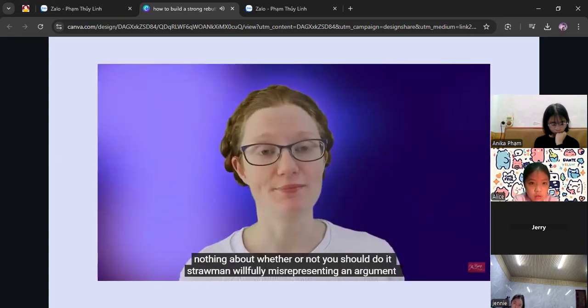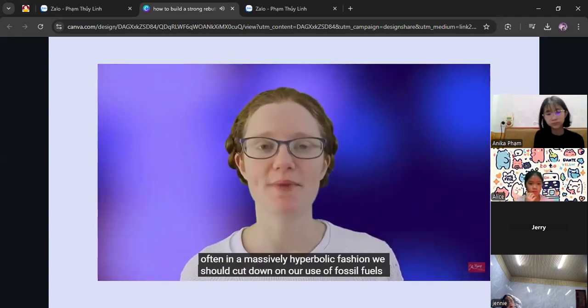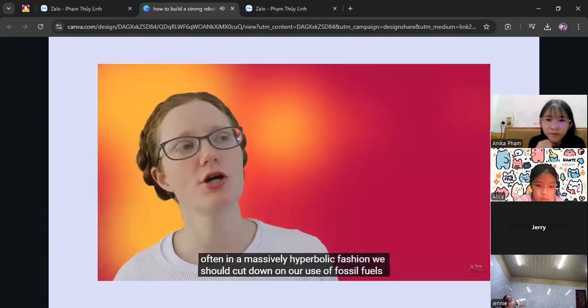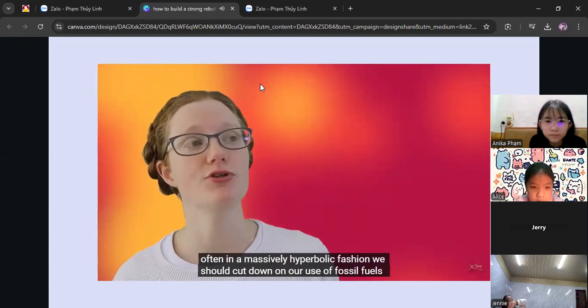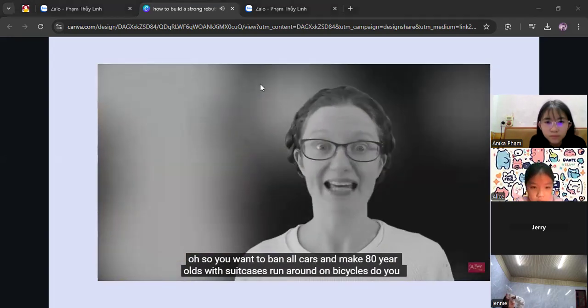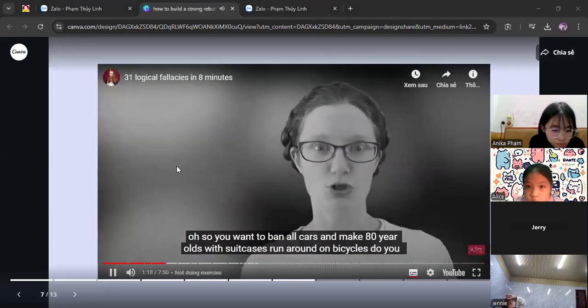Straw man, willfully misrepresenting an argument, often in a massively hyperbolic fashion. We should cut down on our use of fossil fuels. Oh, so you want to ban all cars and make 80-year-olds with suitcases run around on bicycles, do you? No.